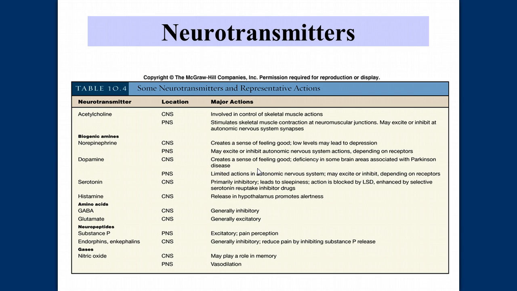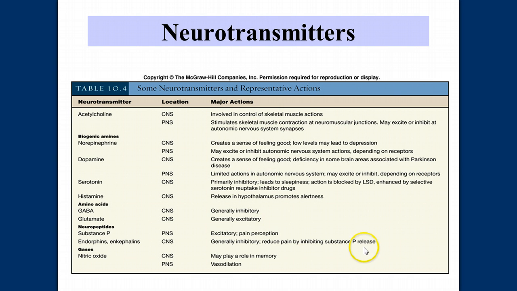Dopamine creates a sense of feeling good. Deficiency may be associated with Parkinson's disease. In the peripheral nervous system, it limits some actions of the autonomic nervous system. It can be excitatory or inhibitory depending on the receptors.